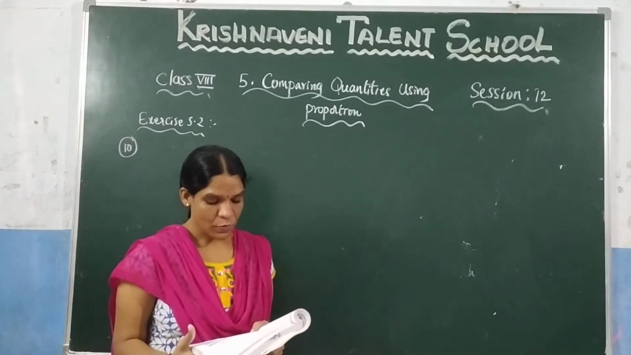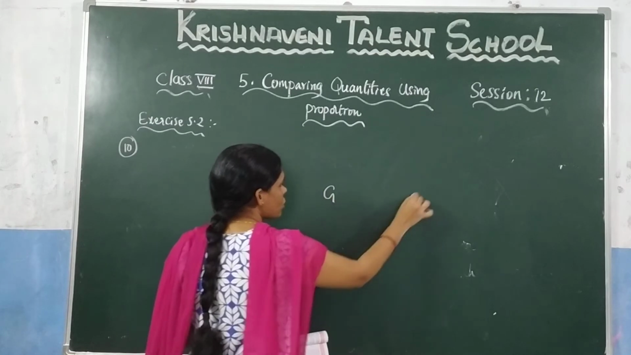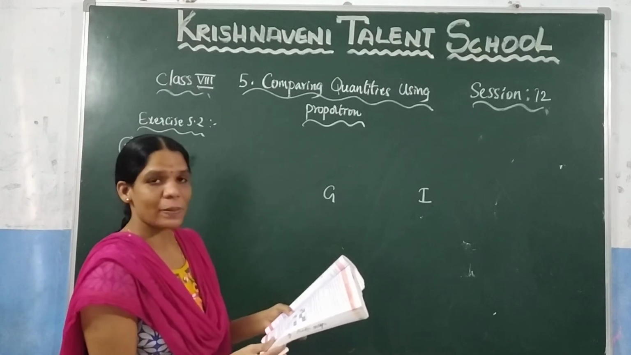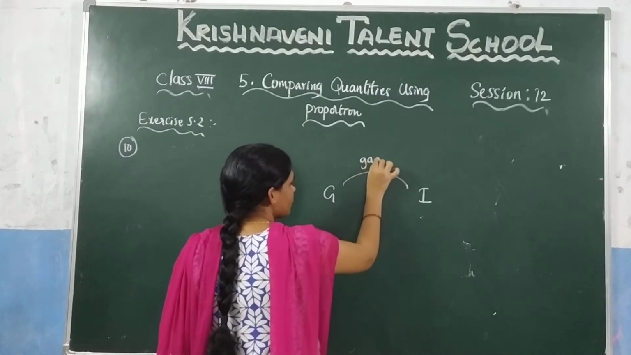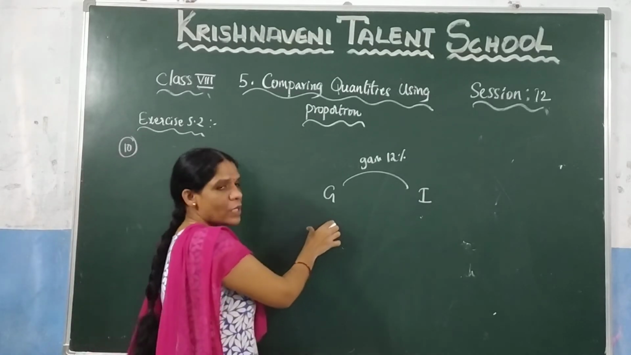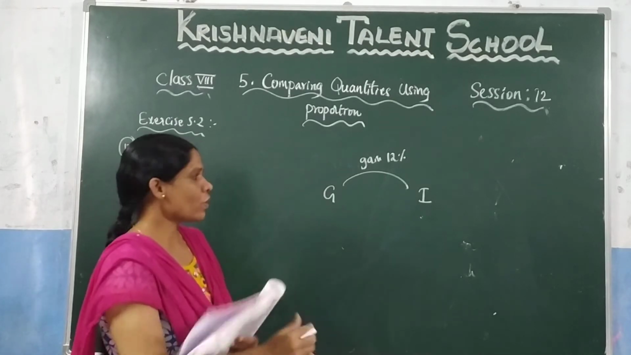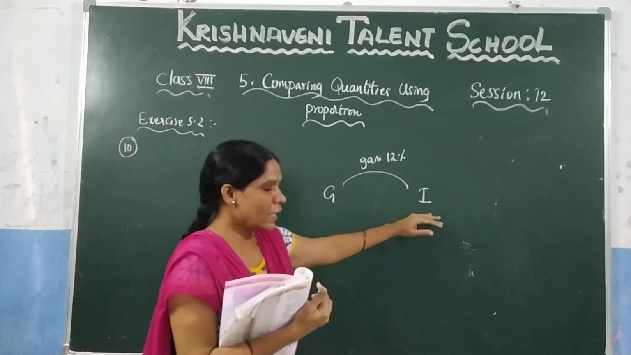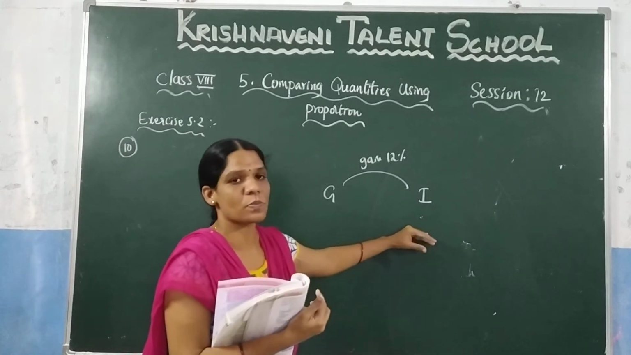What they have given here, Gopi sold a watch to Ibrahim. One watch is there. Gopi sold that watch to Ibrahim, right? That means here they have given 12% gain. Gopi sold to Ibrahim at a gain of 12%. That means that watch will become the selling price of Gopi and the same thing will become the cost price of Ibrahim, right? Because here they said Gopi sold. Sold is nothing but the selling price. But Ibrahim purchased, right? He has purchased it from Gopi, so it will become the cost price of Ibrahim.